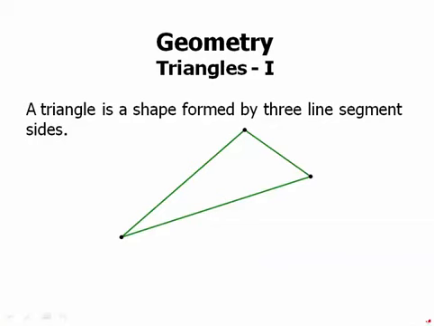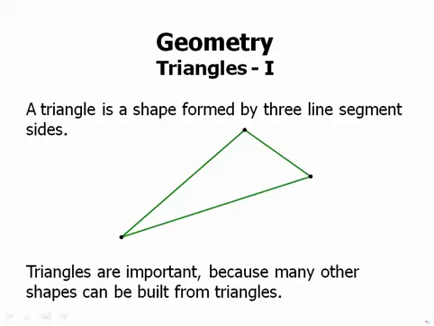Now we can start talking about triangles. A triangle is a shape formed by three line segment sides. And of course, triangles are important. First of all, there's just a lot of important facts about triangles themselves, and also we can understand many other shapes by thinking of them as triangles put together. So they play a very important role in geometry.